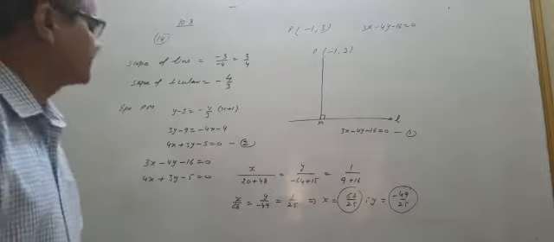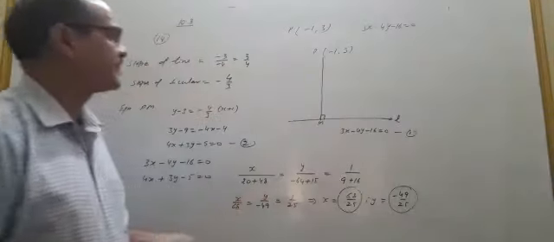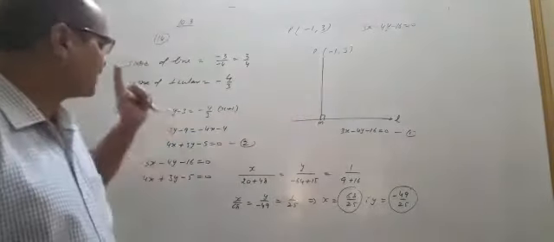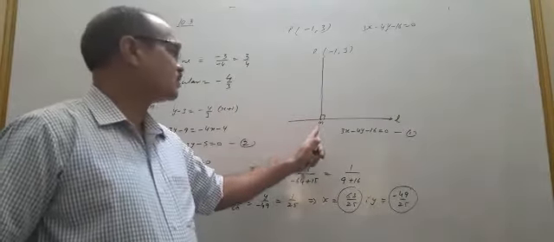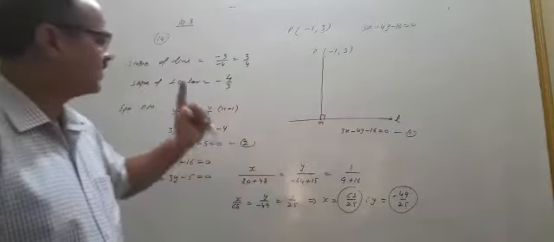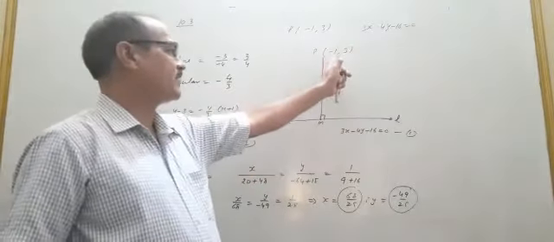See once again how to solve this. Let M be the foot of perpendicular. So therefore the foot of perpendicular from the point P. First of all I want to write the equation of the line PM. PM is the line perpendicular to the given line. So how do we get the equation of line PM? PM is the line passing through the point minus 1 and 3.